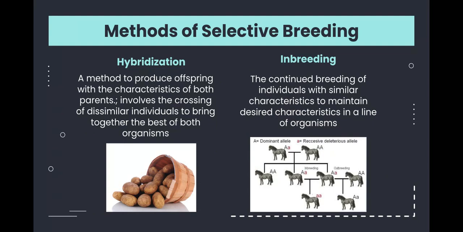The other option is inbreeding. Once you've got this organism that has the super traits that you want, you don't want those traits to disappear. So what they do is they will actually breed organisms that are very closely related to make sure that those desired characteristics stay in that line. We see this when we have purebred dogs that are only bred with others of the same breed versus any breed out there.